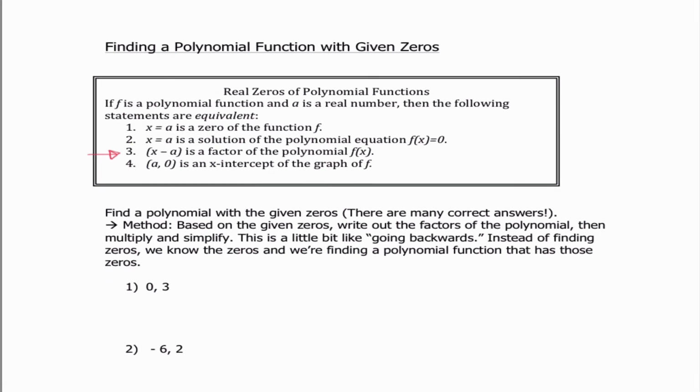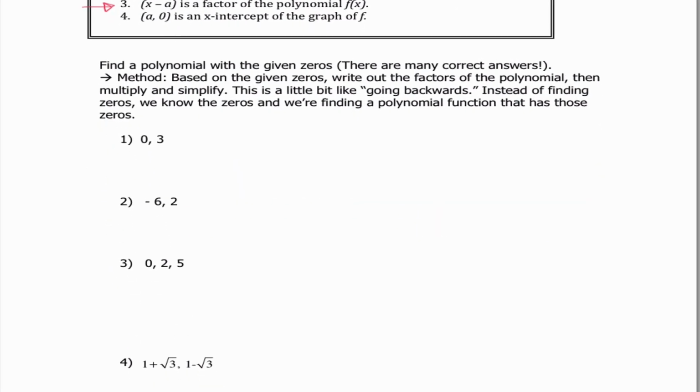Okay, so the directions here tell us to find a polynomial with the given zeros. And I want to point out there are many correct answers because multiples of the same equation will work. I personally like writing it in the simplest form because that's the least amount of work for me to do. So the method we're going to use, based on the given zeros, we are going to write out the factors of the polynomial, then multiply and simplify. So it really is like we're going backwards. Instead of seeing what the function is and finding the zeros, this time we know the zeros and we're going to try and find that particular function.